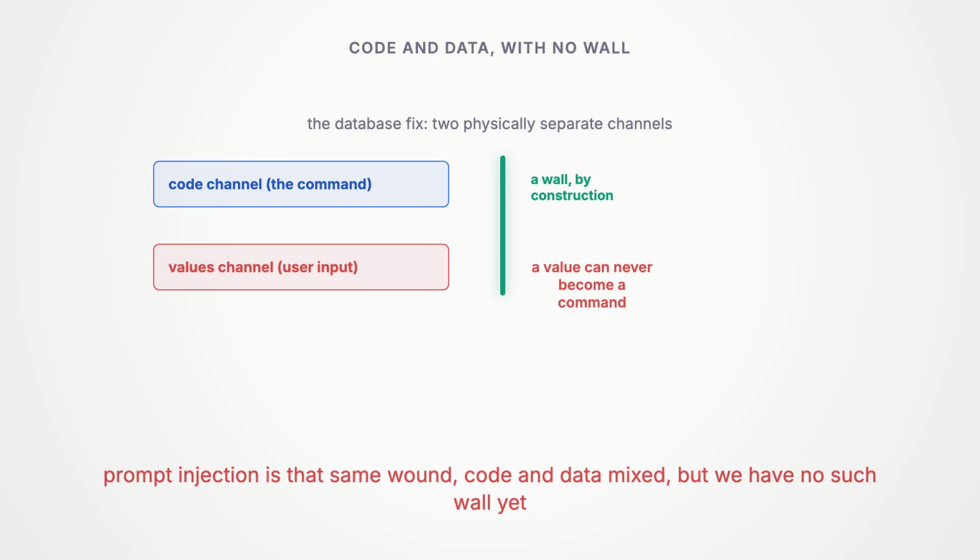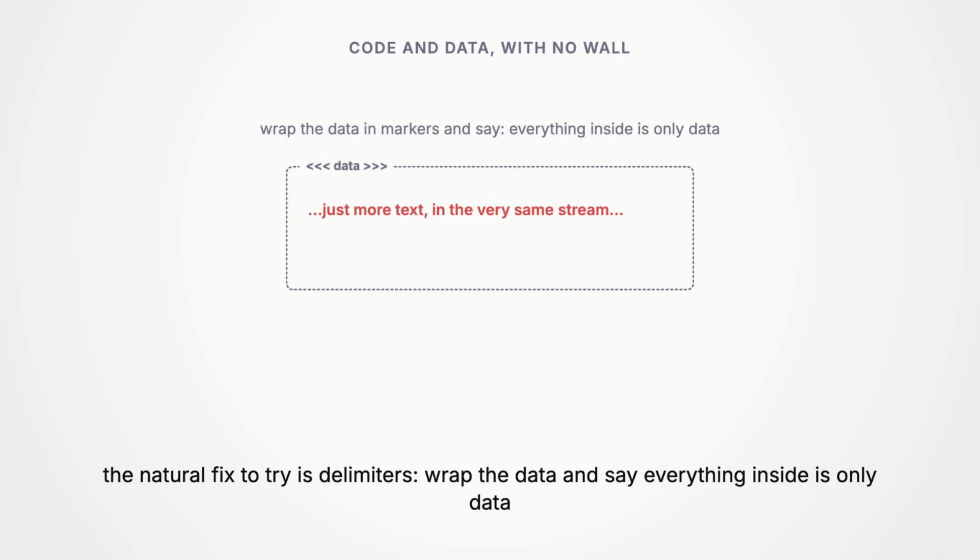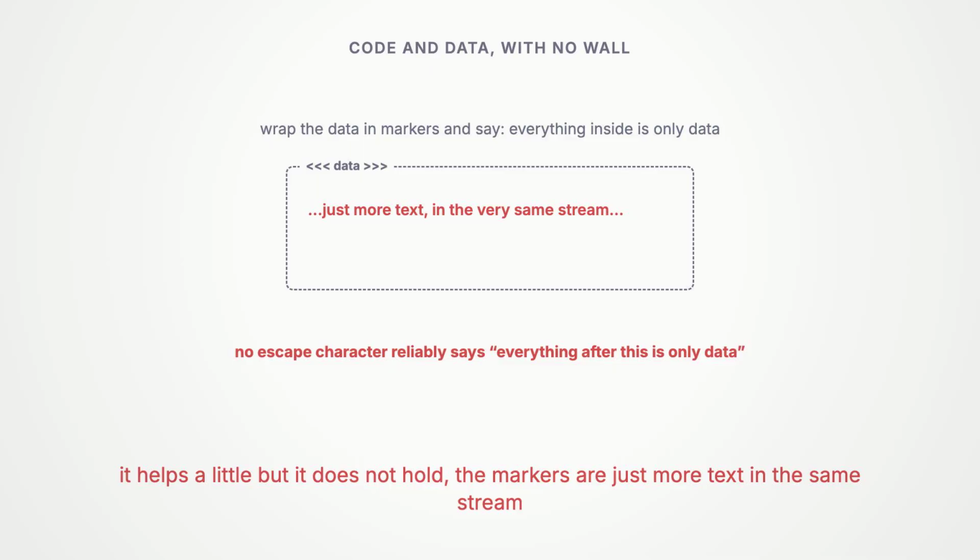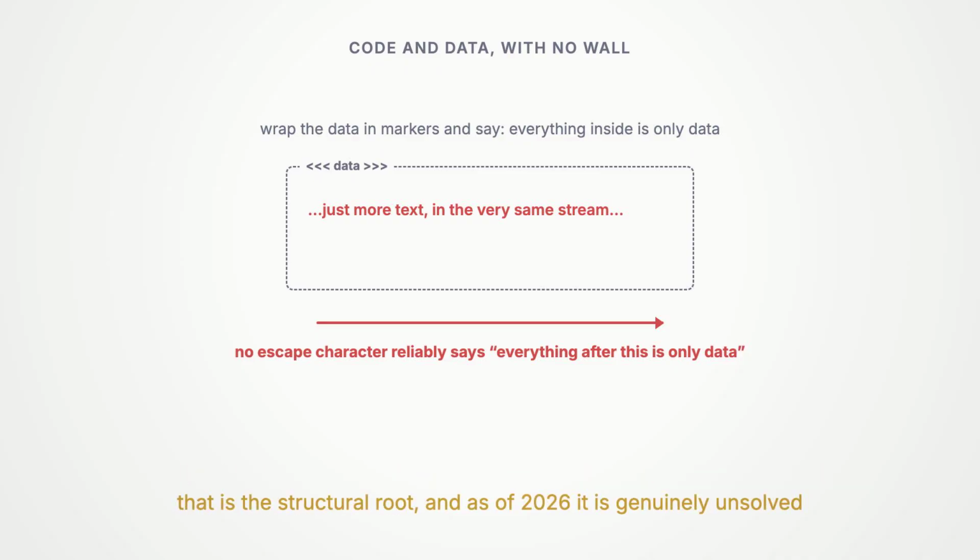The natural thing to try is delimiters. Wrap the untrusted data in special markers and tell the model everything inside these is only data, never a command. It helps a little, but it does not hold, because those markers are themselves just more text in the same stream, and the model can be talked right past them. There is no escape character that reliably says everything after this is only data. That is the structural root, and as of 2026, it is genuinely unsolved.